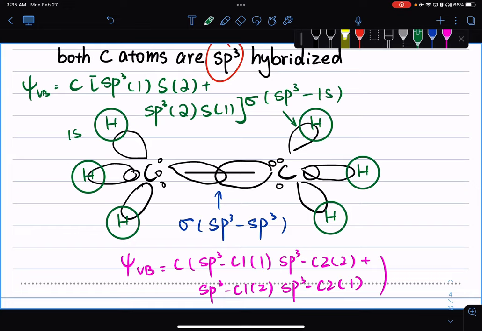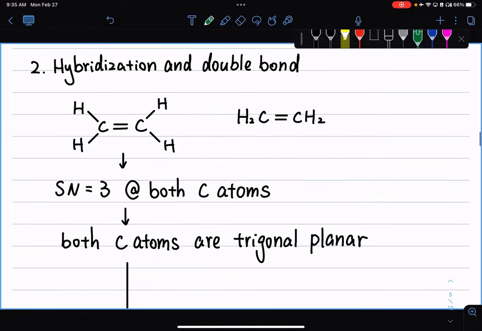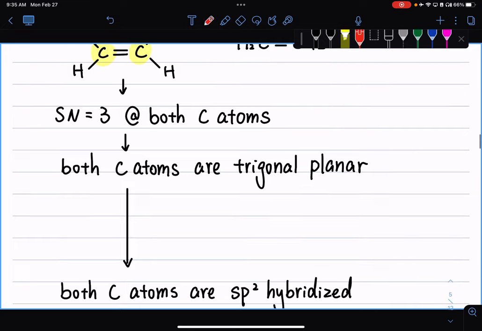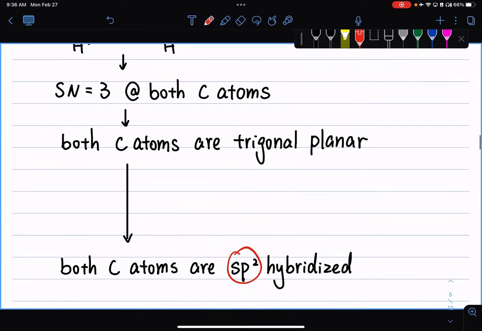So this is a scenario of all sigma bonds. And then let's move on to talk about double bonds. So now using ethene, which is C2H4 with a double bond in the center. So here the logic is the same. We first count the steric number at the carbon center. And since the steric number equals 3, what we have is sp2 hybridization. Each of the carbons here is trigonal planar. And we have a double bond in between.